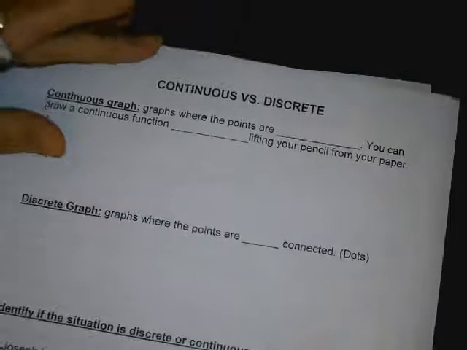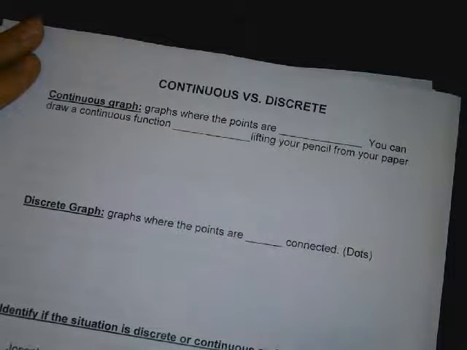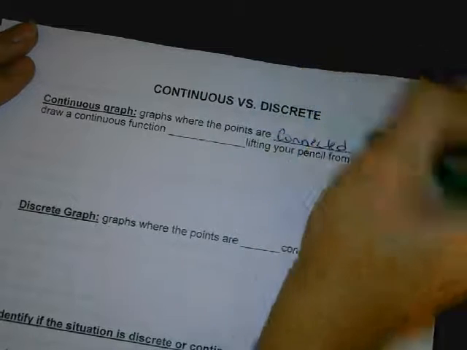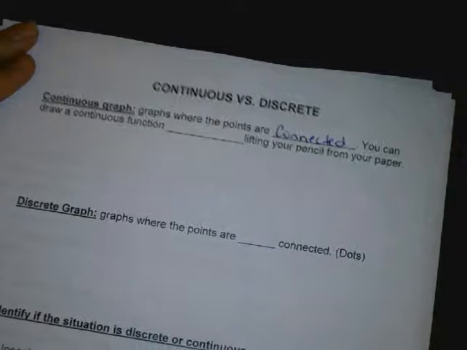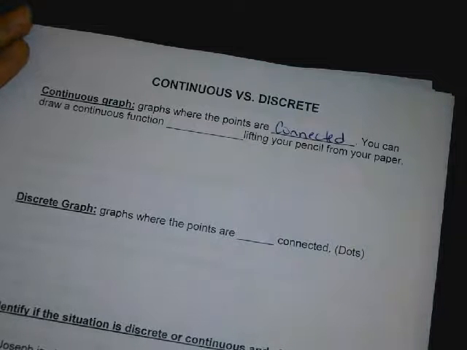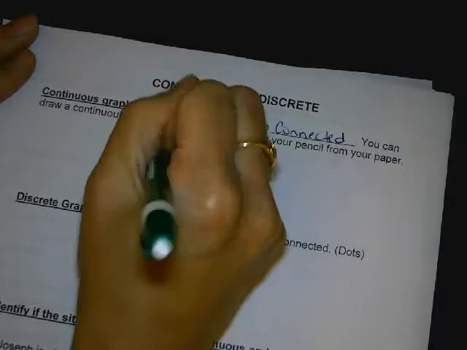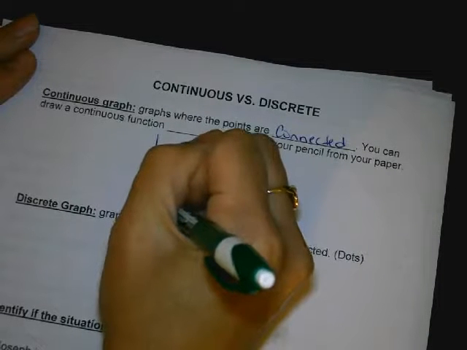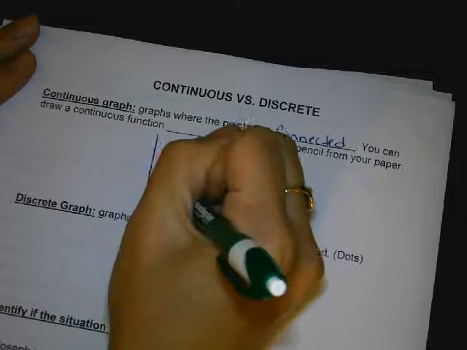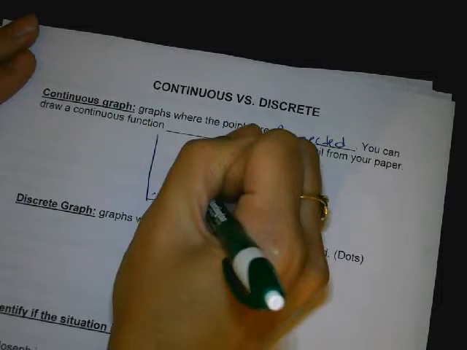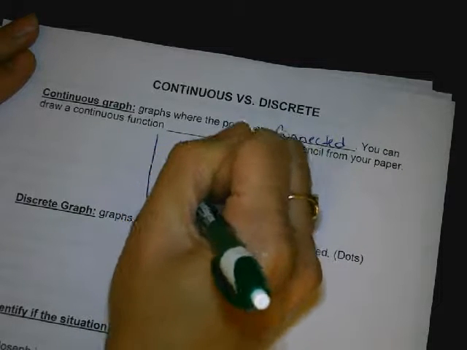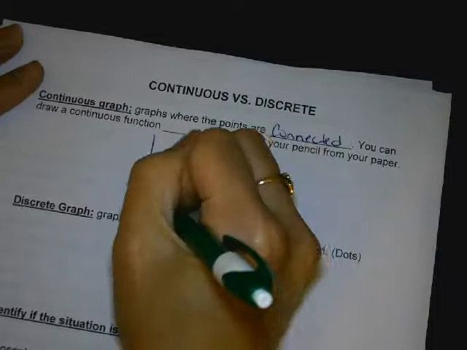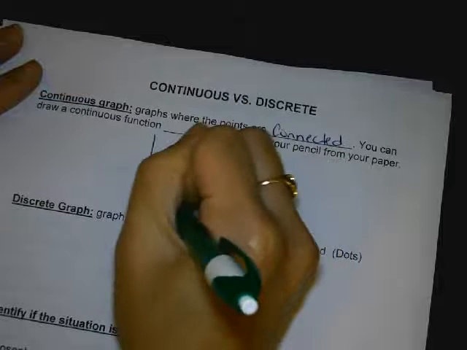Continuous graphs are graphs where the points are connected. You can draw a continuous function without lifting your pencil from your paper. So if this is a graph, and let's say that I'm plotting the speed that somebody's car is going per hour, if they're doing 60 miles per hour, obviously, it's going to be in intervals of 60. So I would be able to just go straight through and not pick up my pencil.